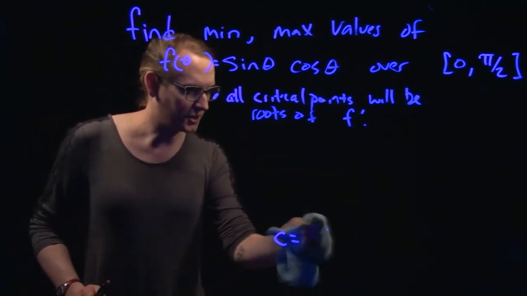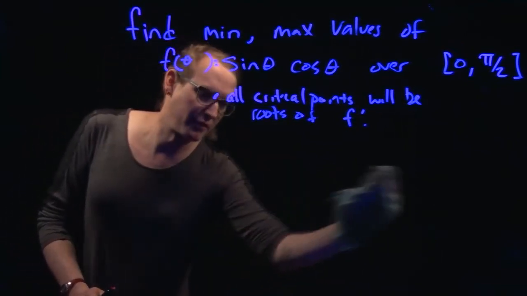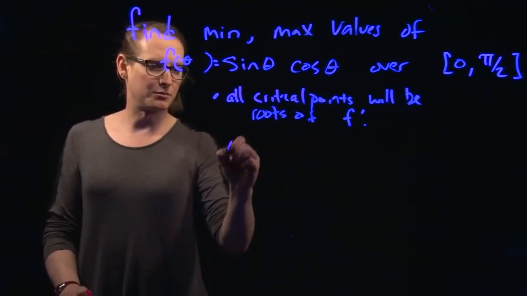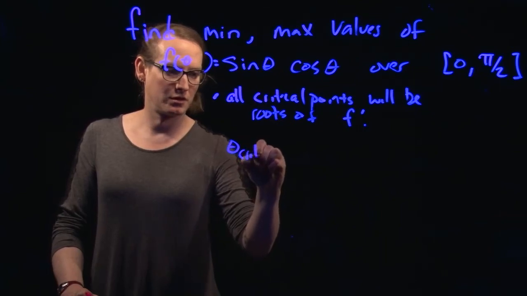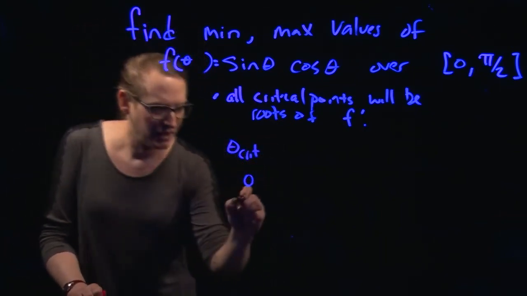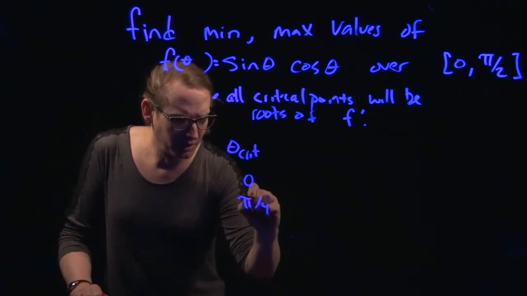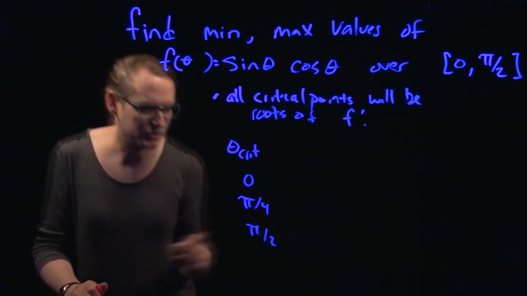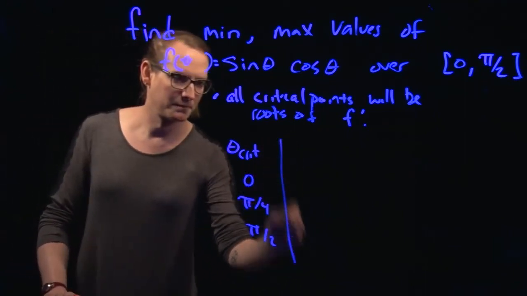If I were writing this on a piece of paper, I would absolutely not have erased that because that stuff is all really important. So we've got some theta values. Those are theta crits. I've got 0 because it's the endpoint. I've got pi over 4 because the derivative vanishes there, and pi over 2 because it's an endpoint.